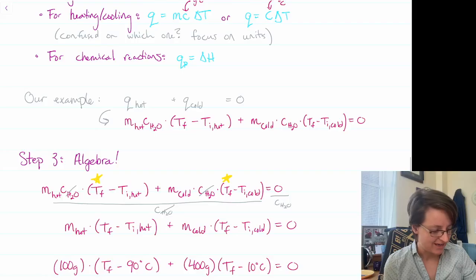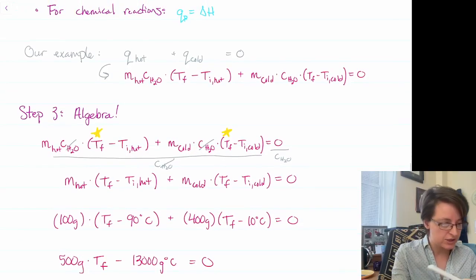You can see in this line on the bottom of the screen me plugging in all the numbers from the problem. It told us the hot water had a mass of 100 grams and started at a temperature of 90 degrees Celsius. And remember, the cold water started at 10 degrees Celsius and had a mass of 400 grams.